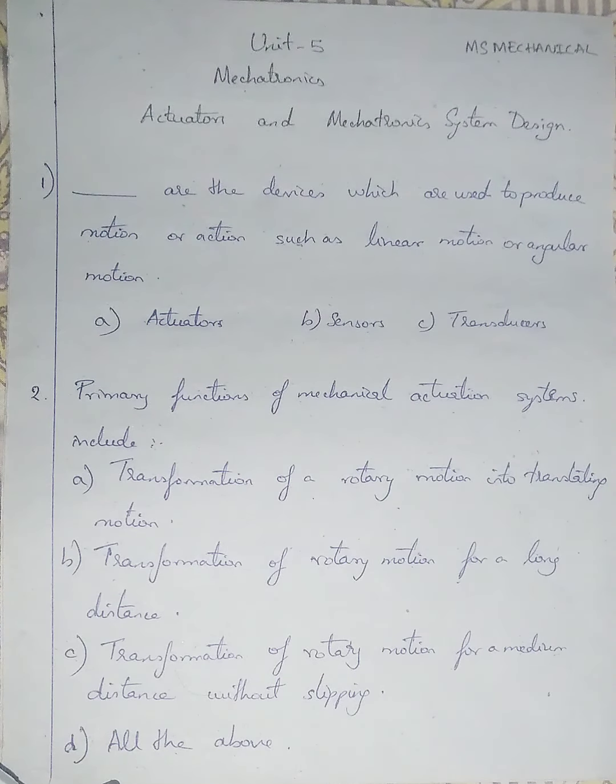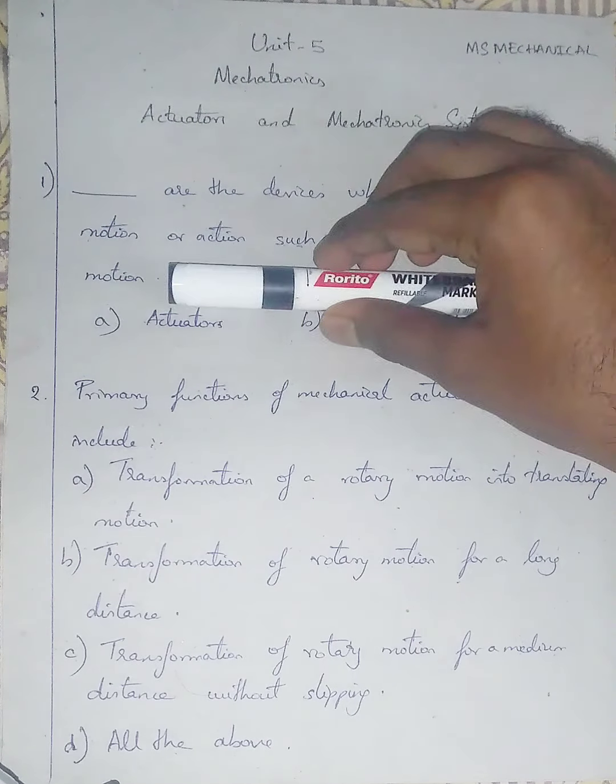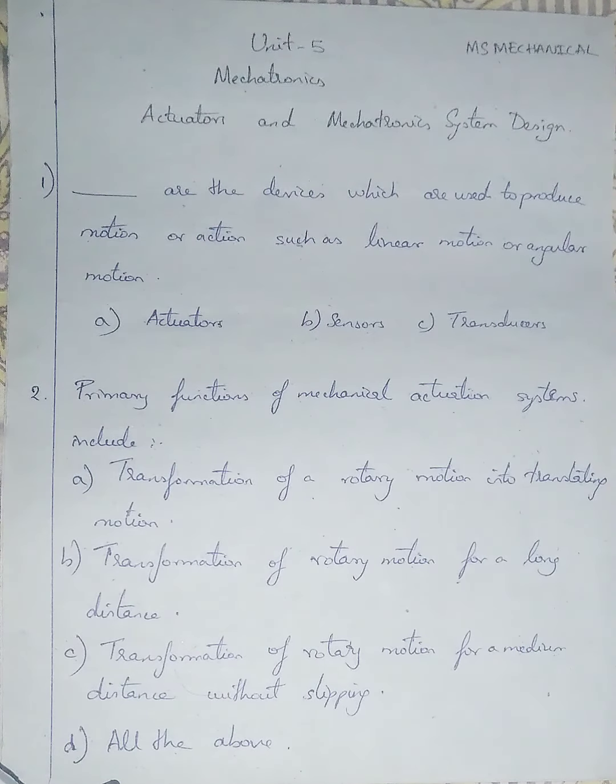In today's video, we'll be seeing Unit 5 of Mechatronics MCQs, Actuators and Mechatronic System Design. Question number 1: dash are the devices which are used to produce motion or action such as linear motions or angular motions. Option A is actuators, option B is sensors, option C is transducers. They're asking for the devices which are used to produce motion or some action, which can be linear, means to and fro motions, and angular means rotational motions.